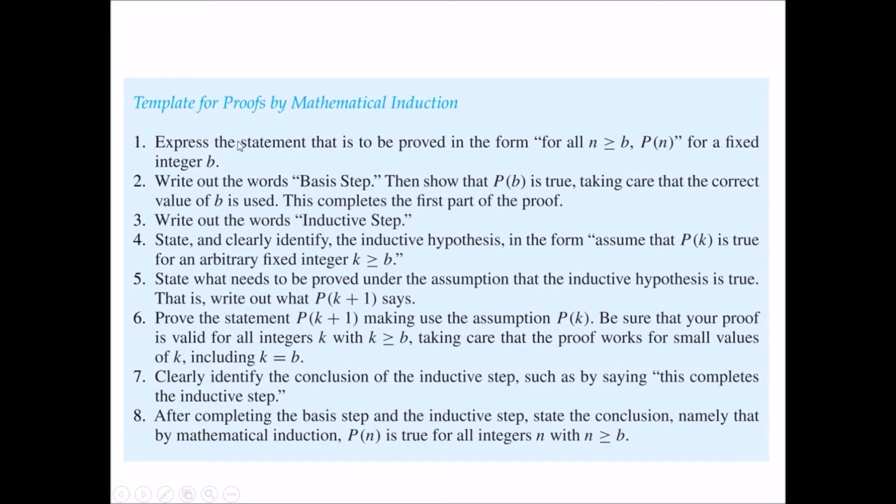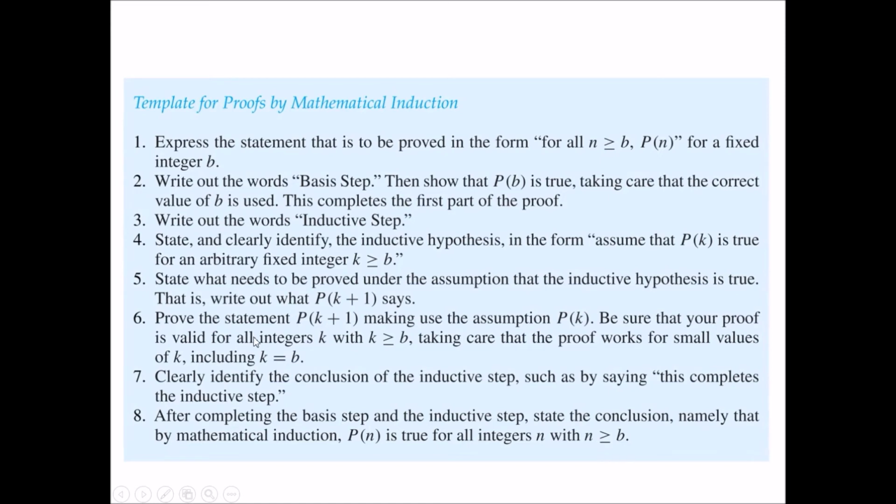Okay, this is the template of a proof by mathematical induction. These are the steps to be followed. Express the statement that is to be proved in the form: for all n greater or equal to b, Pn. So, as we learned in previous examples, that first step is to figure out what is Pn, and secondly, the basis step, that is, Pb is true, and then the inductive step in which we assume that Pk is true for k greater or equal to b, and then we prove that Pk plus 1 is true whenever Pk is true.